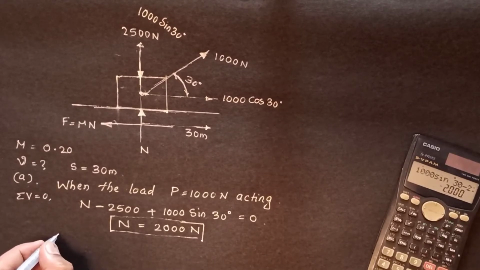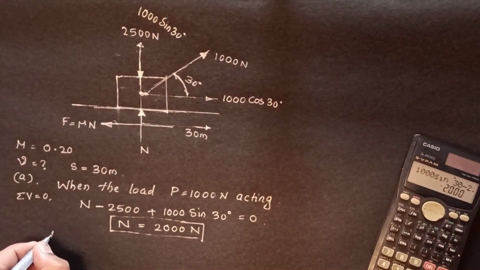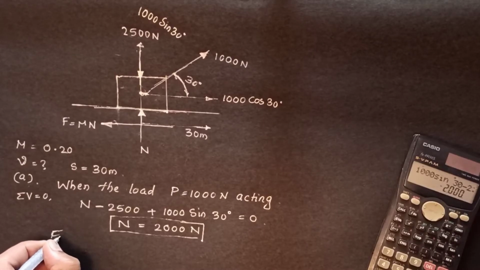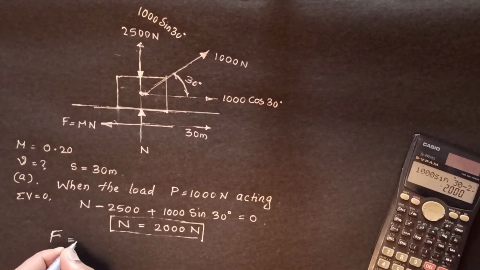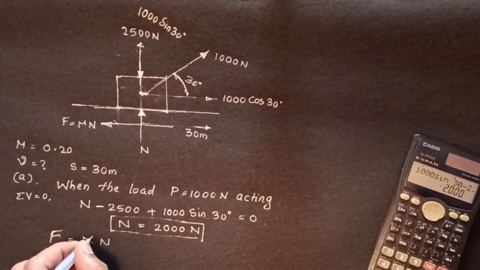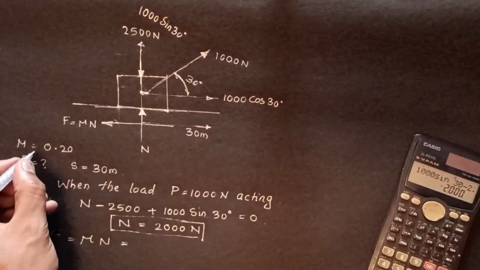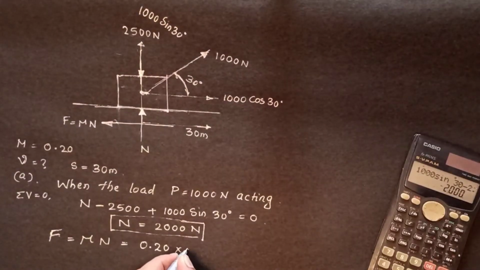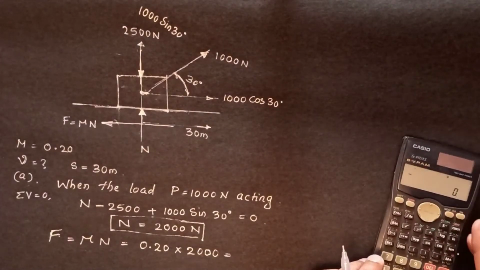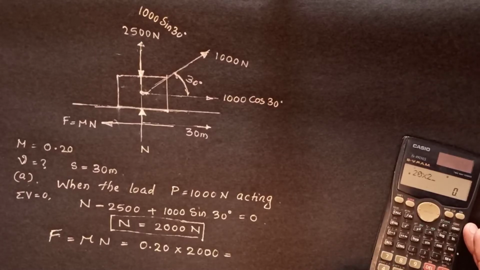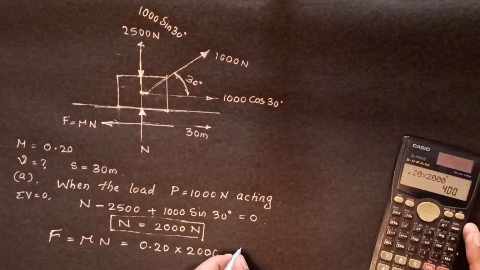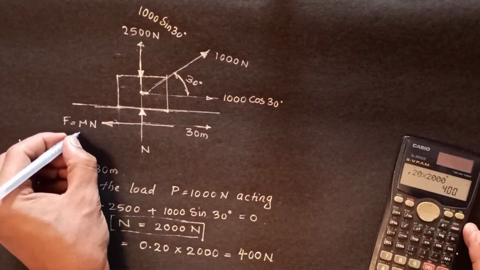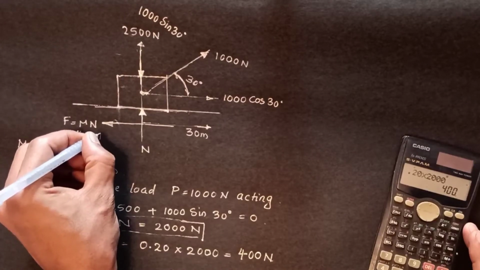Now you know the coefficient of friction, so the frictional force F is equal to mu into N. Mu is the coefficient of friction given in the question, 0.20, into N, the reaction force 2000 you just calculated. So 0.20 into 2000, we obtain 400 Newton as the frictional force.